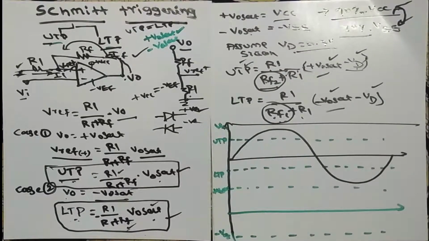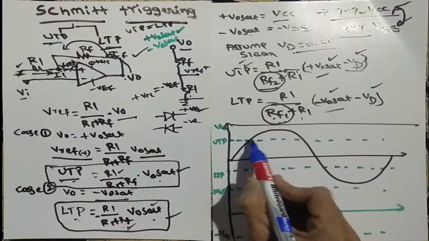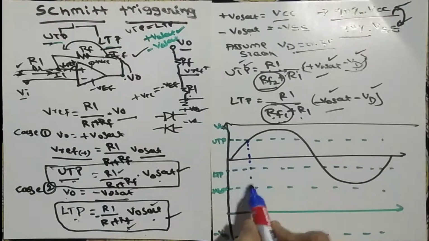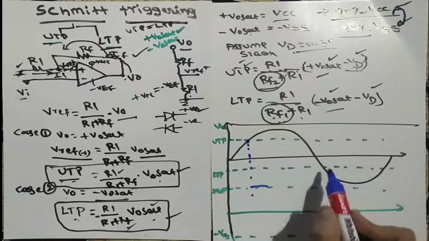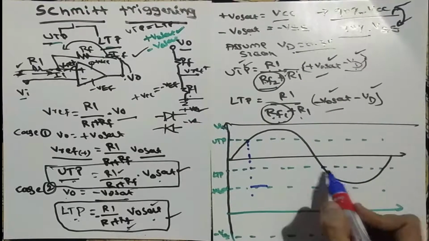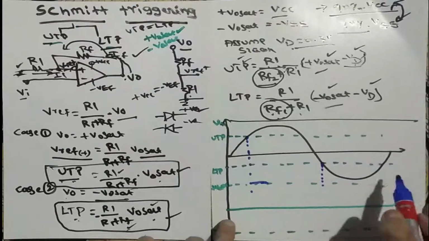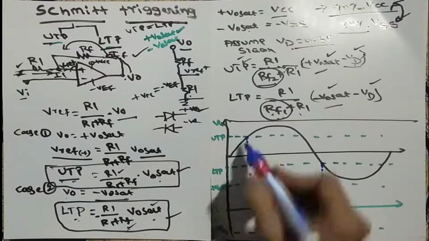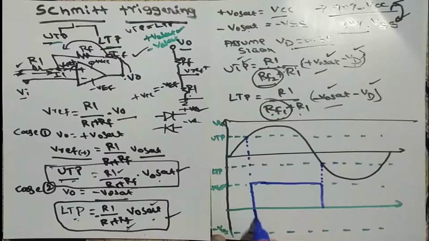Let's see. First, when it comes to the UTP point, this is the intersection between UTP and your sine wave. When it intersects UTP, take that point down. From that point the output starts positive, so go positive until it reaches LTP, the intersection with the LTP line. Until this point we are getting positive only. After the LTP point, the output is negative, and this is also after the LTP point, so this is also negative.